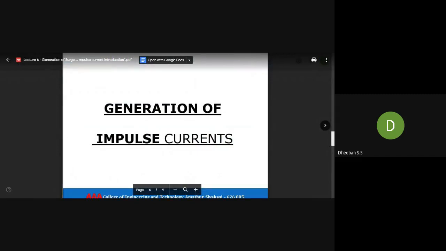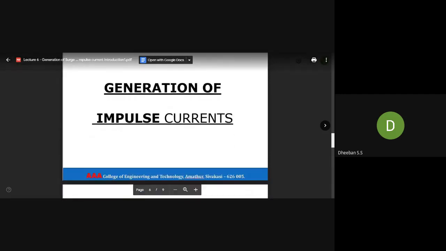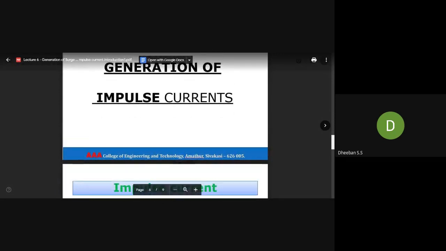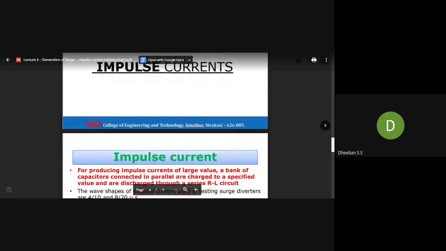So till now we have seen your voltages segment. So your voltages part has been over. Your current segment is a very small part, because your current generation will be more or less similar to the generation of your voltage part only. Okay? So here you can see how the impulse current will be generated. Before that, I will be giving an intro to your impulse current.